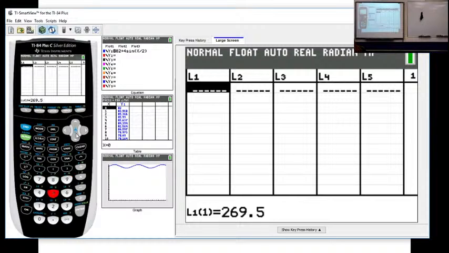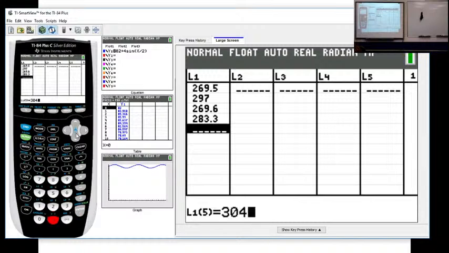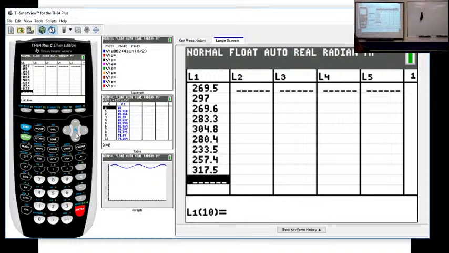$269.5. If what I say and what I put down is different, then let me know, just to make sure I'm putting everything in right. 297, 269.6, 283.3, 304.8, 280.4, 233.5, 257.4, 317.5, 327.4. That should be the 10th value. Am I good so far? Okay. Keep double checking me here.